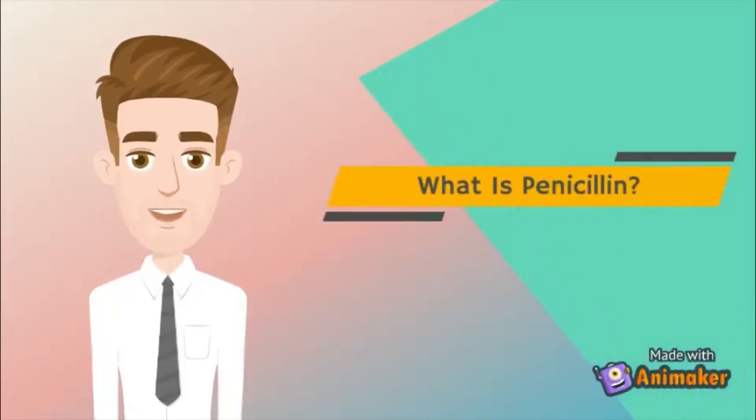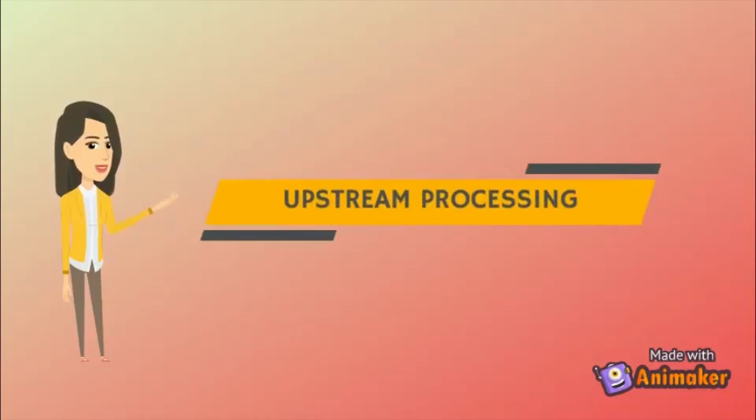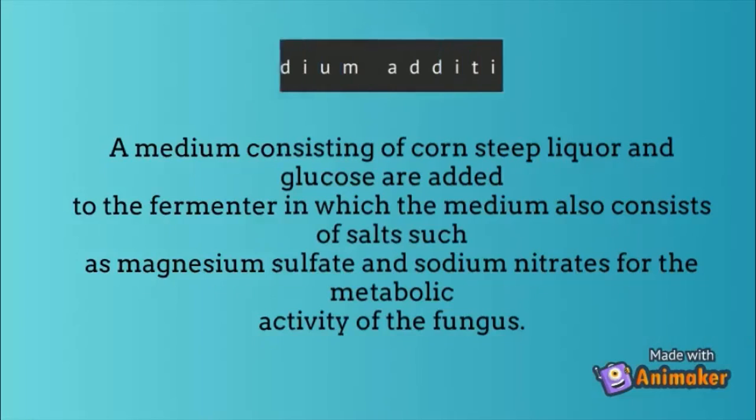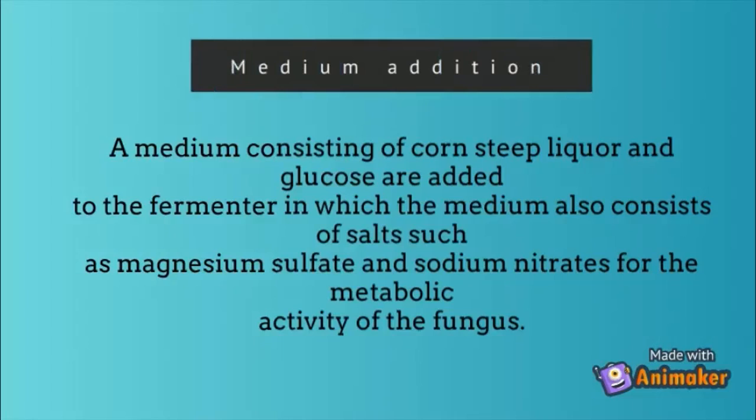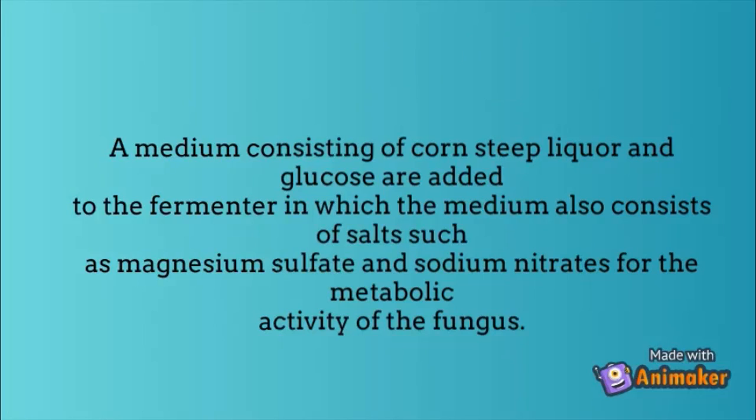What is penicillin? Penicillin is a class of antibiotics that comes from mold. Upstream processing consists of 3 main processes, which are medium addition, heat sterilization, and fermentation. During medium addition, a medium consisting of corn steep liquor and glucose are added to the fermenter, in which the medium also consists of salts such as magnesium sulfate and sodium nitrates for the metabolic activity of the fungus.